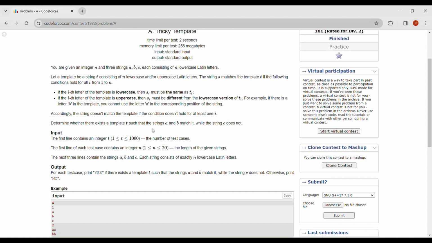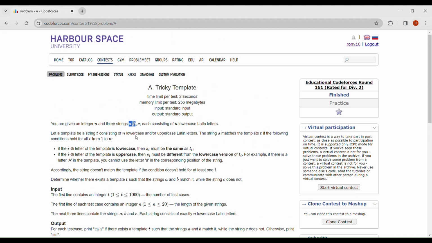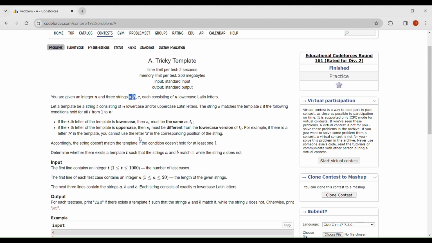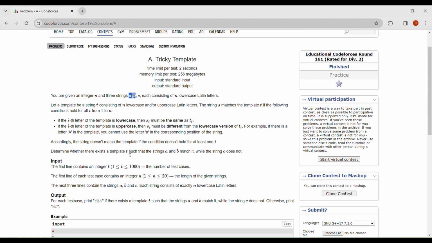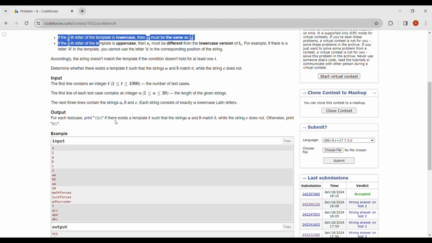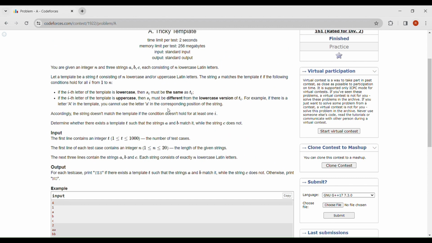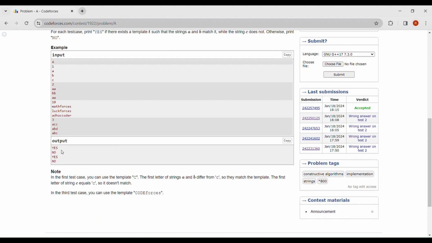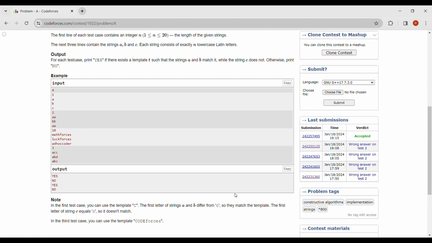In the first question, we need to check whether we can make a template T. If you have already gone through the question, you will know that you need to make one template T which will be matched by any of the conditions with A and B, but not with C. So we need to make such a template. But in this question we only need to check whether such a template exists or not, so at the end we return only yes or no, not the template.